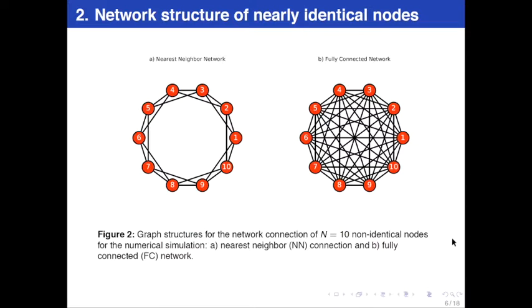Two network structures will be studied. First, a nearest neighbor connection, and second, a fully connected network, as depicted by the graphs of figure 2a and b. In the case of the study with the numerical simulation, 10 nodes will be considered in order to reflect if the network is synchronized or not.